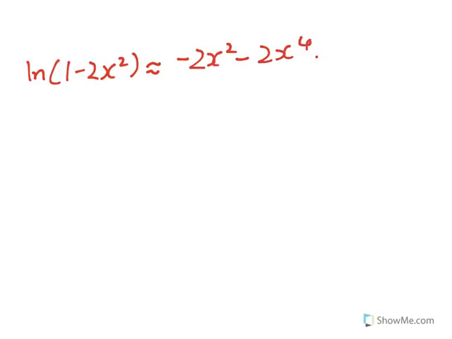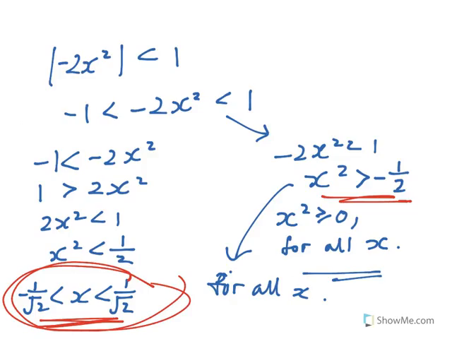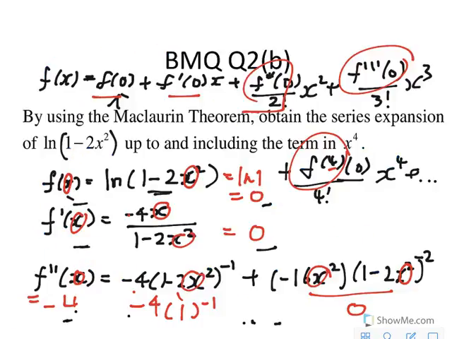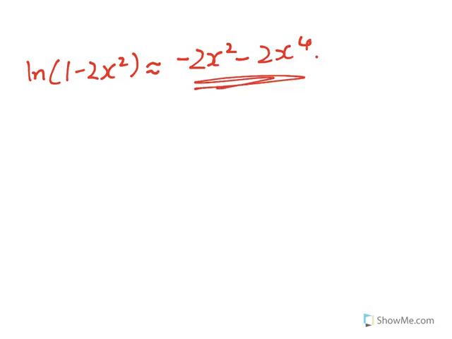Okay, so the final answer, the Maclaurin expansion for ln(1 minus 2x squared), will be approximately negative 2x squared minus 2x to the power of 4. And you can see that this is actually the same as the power series expansion. Remember, we were doing this just now. What was the Maclaurin expansion? Can you see it's the same? When you go backwards and look at the Maclaurin expansion, you get the same answer. Okay, so actually both of them will give you the same answer.